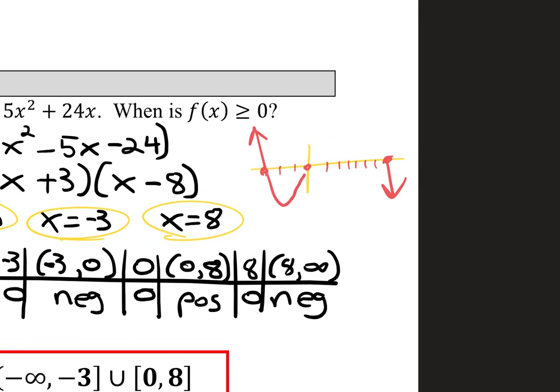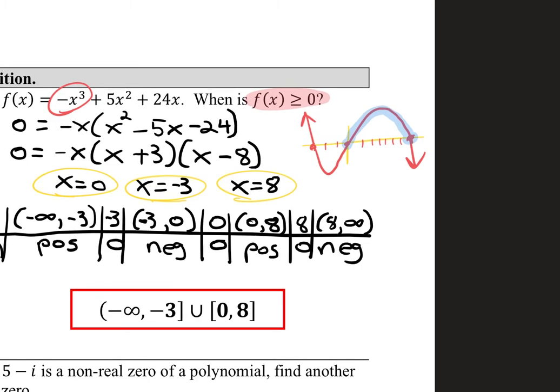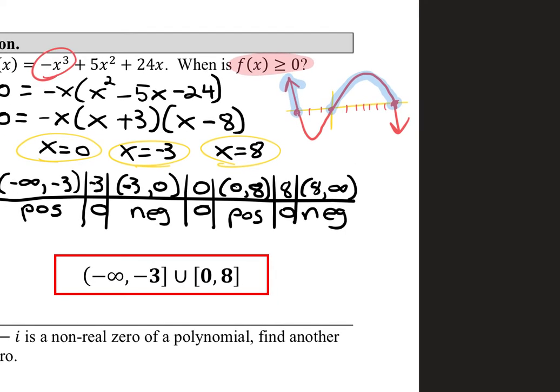So it crosses through, it crosses through, it crosses through. And this time it wants it where it's greater than or equal to 0. So it's going to start here, come up above my graph, and end there, which means it is from, oh wait, yeah, and then here too. Greater than or equal to 0, from -infinity to -3, and then from 0 to 8.